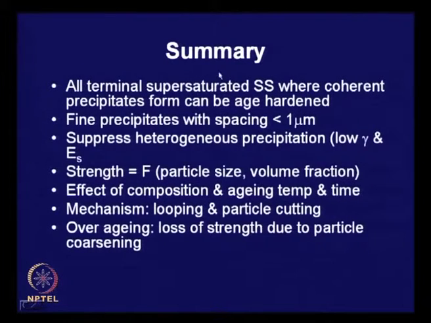So, to sum up, what we understood is that an alloy with a terminal supersaturated solid solution where coherent precipitates form can be age hardened, and you need very fine precipitate to get precipitation hardening, and the magnitude of that spacing is of the order of 1 micron. To get a good precipitation hardening you have to suppress heterogeneous precipitation, which is possible when gamma is low and there is some amount of coherency strain, and the strength is a function of particle size and volume fraction.